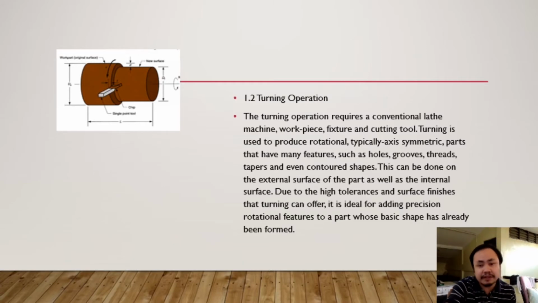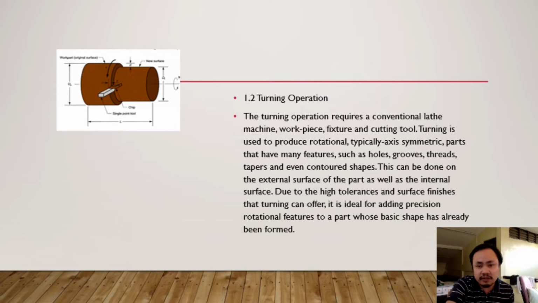Turning operation. The turning operation requires a conventional lathe machine, workpiece, fixture, and cutting tool. Turning is used to produce rotational, typically axis-symmetric parts that have many features such as holes, grooves, threads, tapers, and even contoured shapes. This can be done on the external surface of the part as well as the internal surface.